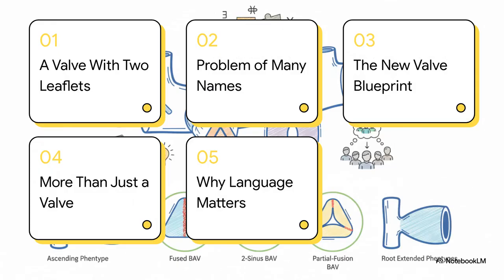All right, so here's our game plan. First, we'll get into the basics of the valve itself. Then, we're going to untangle this Tower of Babel problem that was plaguing medicine for so long. After that, we'll dive into the elegant new blueprint for both the valve and the aorta. And finally, you'll see why having this one common language is such a massive game changer for everyone.